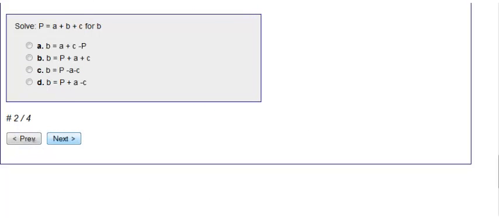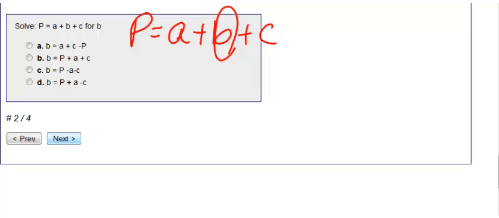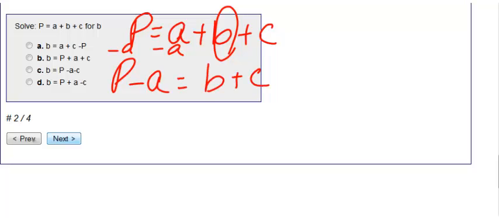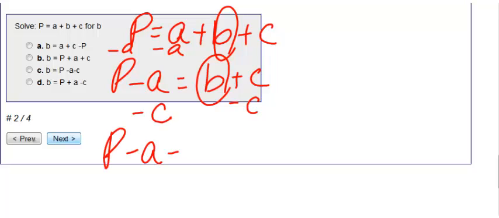Number 2, we have P equals A plus B plus C. And we're solving for B, which means I need to move everything else over but my B. So first, let's move our A. It's a positive A, so for me to move it, I'm going to subtract A. So I get P minus A. I still have B plus C. Again, I'm getting this B by itself, so I need to move that C. So I'm going to subtract that C because it's plus C. So now I have P minus A minus C, and my B is now by itself. So my answer choice is C.